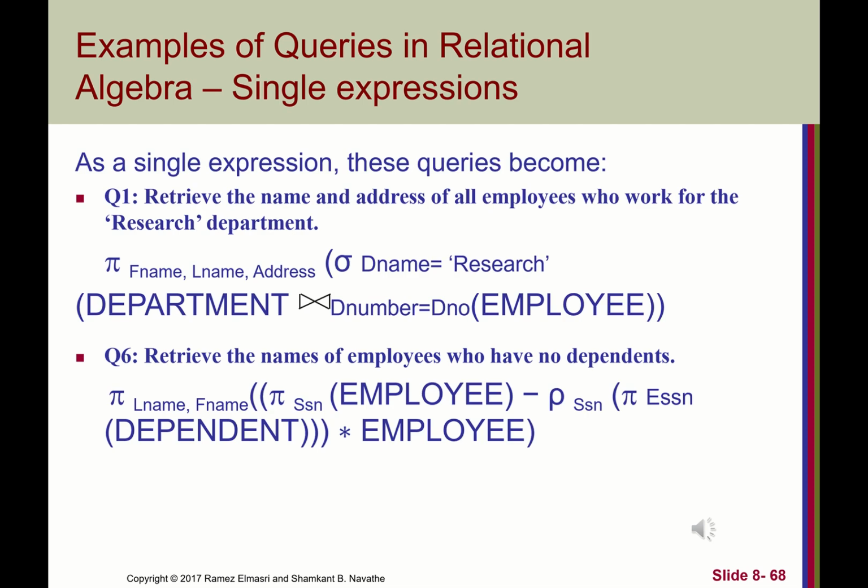This slide shows the examples of queries in relational algebra single expressions. Q1 is to retrieve the name and address of all employees who work for the research department. Q6 is to retrieve the names of employees who have no dependents.